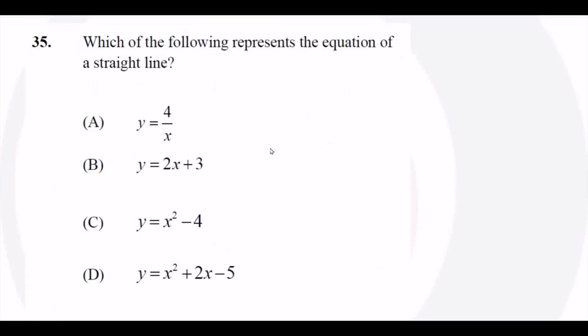Which of the following represents the equation of a straight line? Let's recall that the equation of a straight line is in the form y = mx + c. So anything with a square, these are quadratics, these are not straight lines. And this will be an exponential graph or a log graph, one of those two, or 1 over x. So the best one in the form y = mx + c would be B.